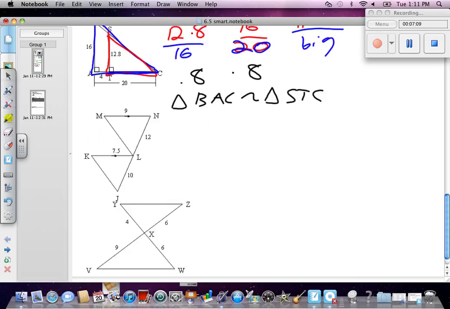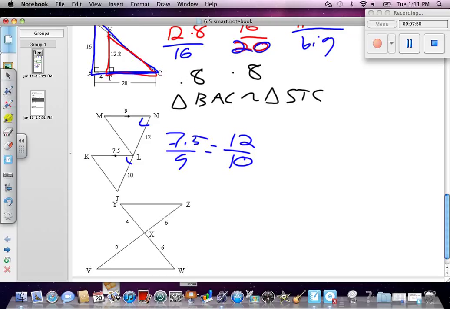Okay. So first of all, we have two parallel lines cut by a transversal, right? So we know these angles are the same, right? Therefore, we can do side, angle, side. Because of the vertical angles. Oh, no, we don't want to do alternate interior. We want to do corresponding angles. Okay. So, therefore, we've got 7.5 over 9 equals 12 over 10.